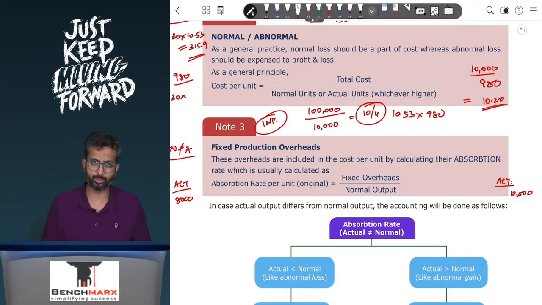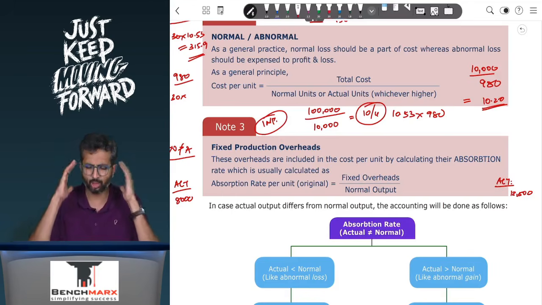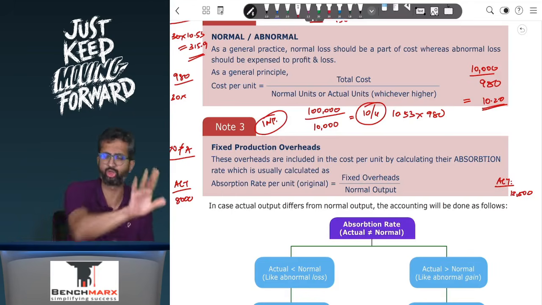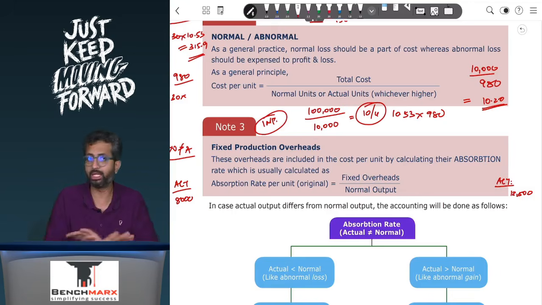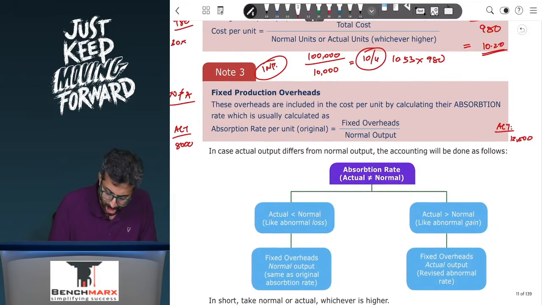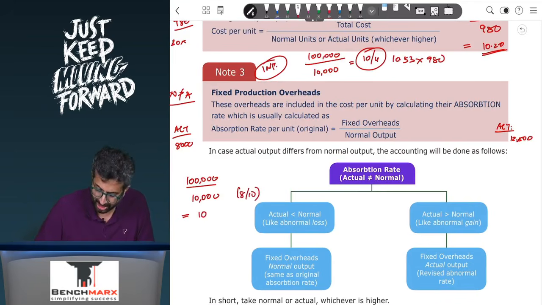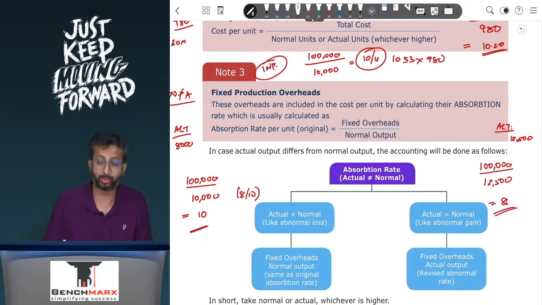Now I want to find the cost per unit. How will I do that? I will still apply the normal and abnormal loss principles. If there is an abnormal loss, it should still go to the P&L. If there is an abnormal gain, it should not go to the P&L currently. It will be adjusted against the cost. So what will I do? I will take absorption rate as 1 lakh divided by normal or actual, whichever is higher. In the first case that is 8 or 10, whichever is higher, that is 10, and hence this will be 10 per unit. Whereas when there is an abnormal gain, I will take 1 lakh divided by 10 or 12.5, whichever is higher. So over here your absorption rate gets revised to 8, whereas in the first case your absorption rate continues to remain 10.